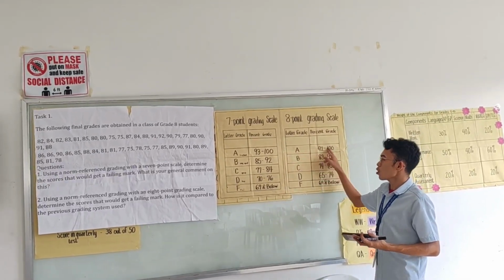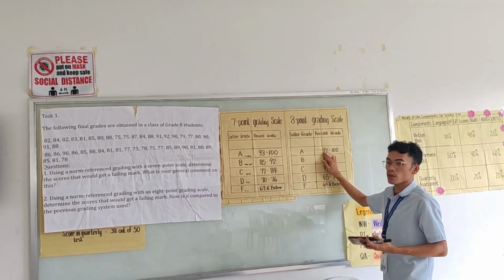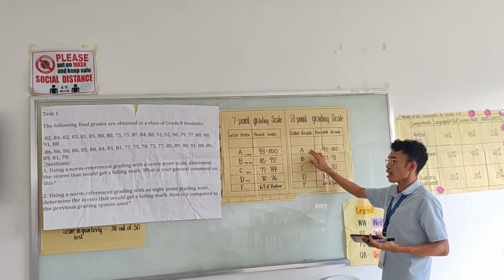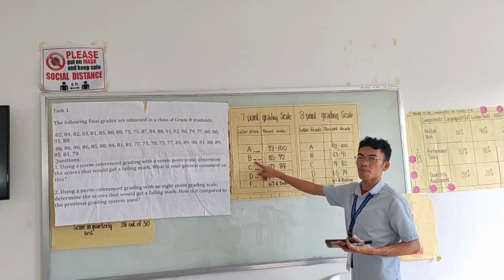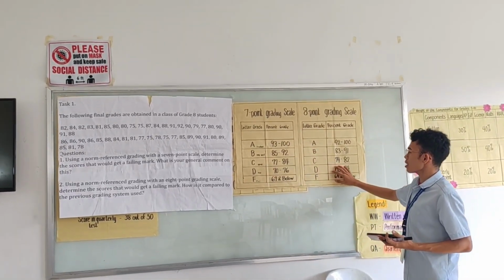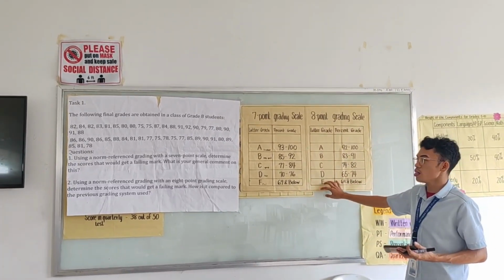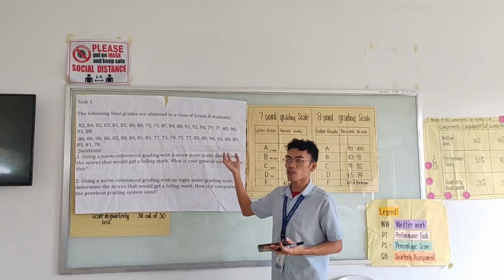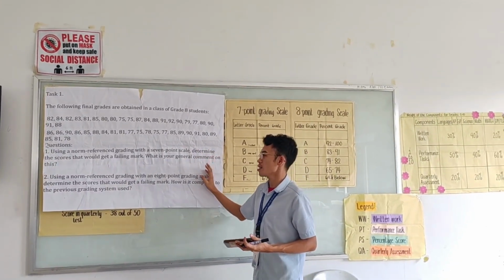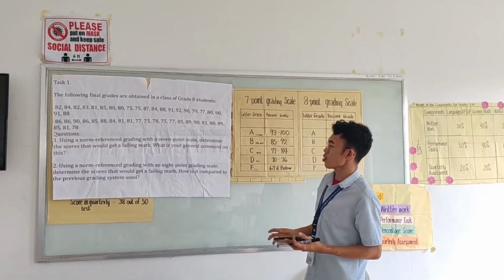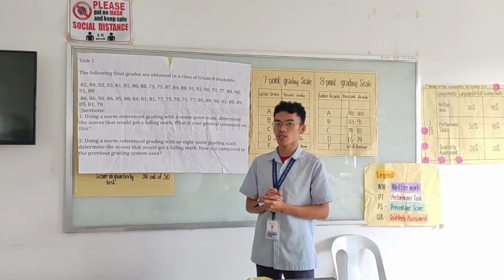In comparison, in the 8-point grading scale, 92 to 100 gets an A, which is excellent. So compared to the 7-point scale, a 92 in the 8-point scale means you got an A. However, in the 7-point scale, 92 is only a B. So it is very important to understand this scale in order to determine whether your grades are failed or you pass.